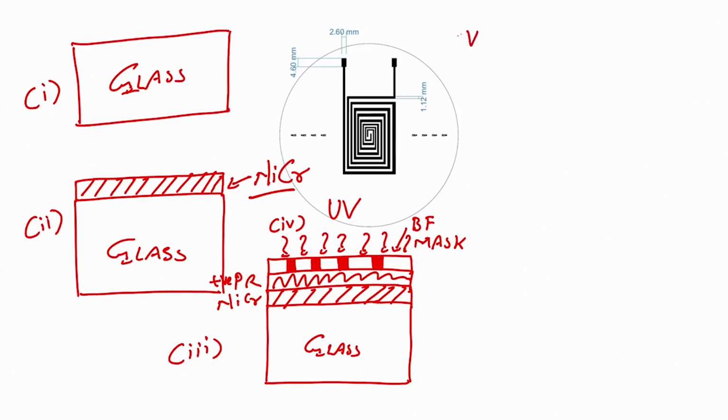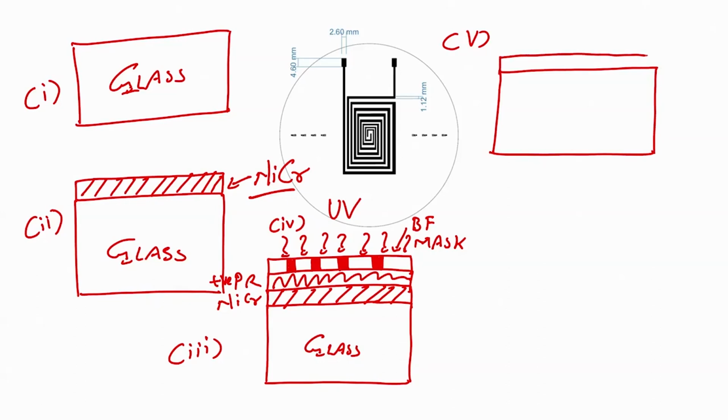The fifth step would be to develop the photoresist, and when we develop the photoresist, what do we get? We have nichrome, right, and we have photoresist. So, I will get this kind of pattern, correct.